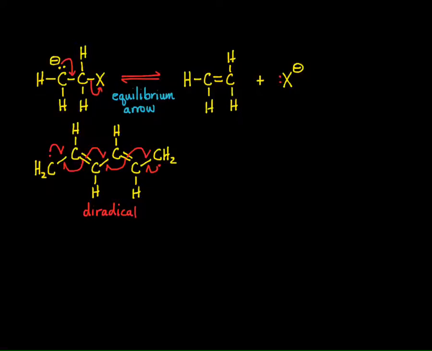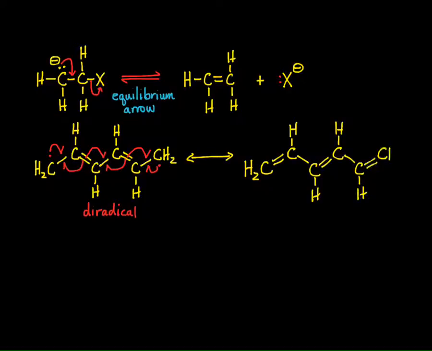This is how we denote the movement of one electron. The result, again, is a resonance structure where now I have a double bond between carbon 1 and 2, a single bond between 2 and 3, a double bond between 3 and 4, a single bond between 4 and 5, and a double bond between 5 and 6.